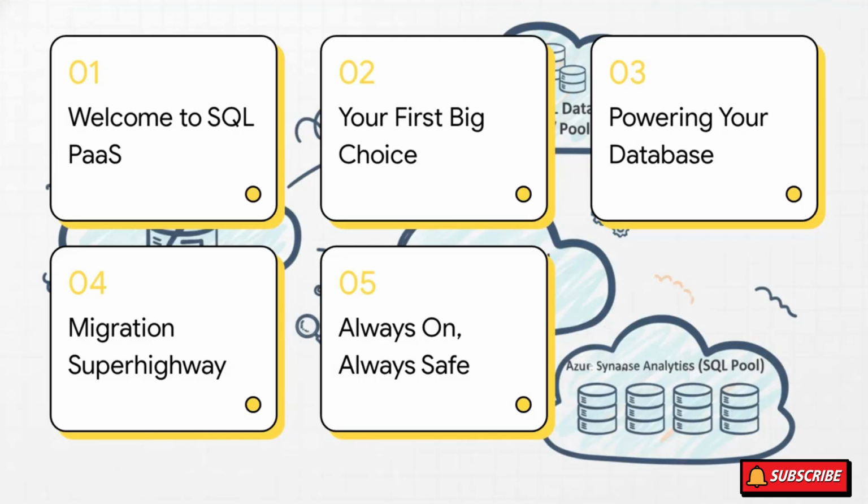Let's dive in. Here's our game plan. First, we'll get on the same page about what PaaS even is. Then we hit the big one, your first major choice, SQL database or SQL managed instance. After that, we'll dig into how you power up your database. Check out the express lane for migrations. And finally, we'll talk about that all-important safety net that keeps your data protected. It's a whole journey, so let's get moving.